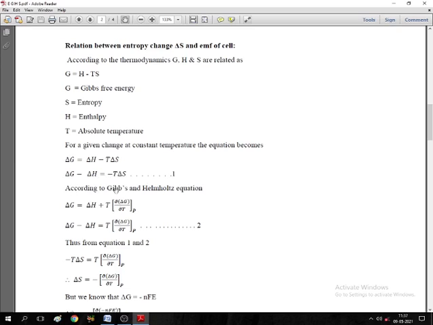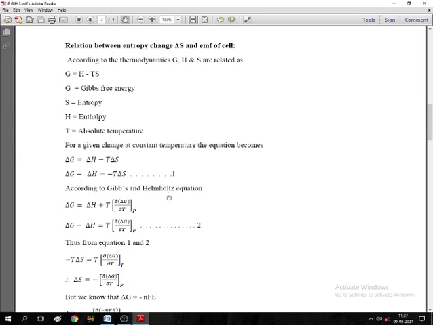Now according to the Gibbs and Helmholtz equation, delta G is equal to delta H plus T into bracket dou delta G by dou T at constant pressure. This is the Gibbs and Helmholtz equation. Rearrange it. Now this delta H is shifted to the left side, therefore delta G minus delta H is equal to T into bracket dou delta G by dou T at constant pressure, equation number 2.